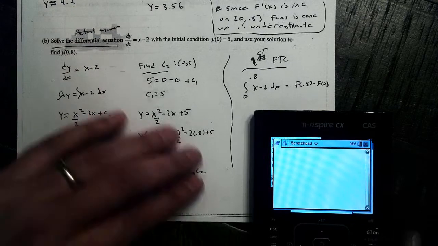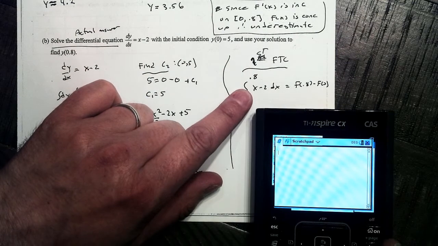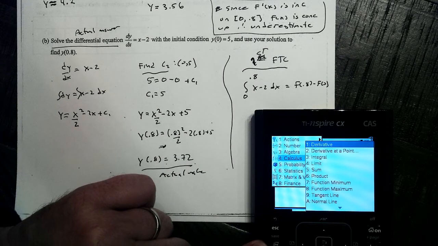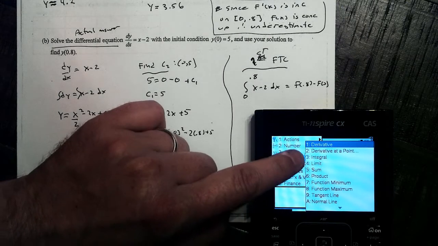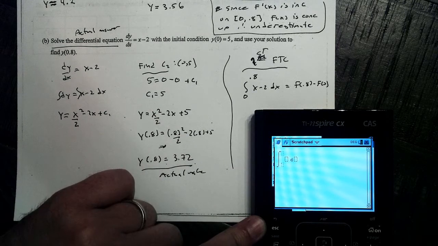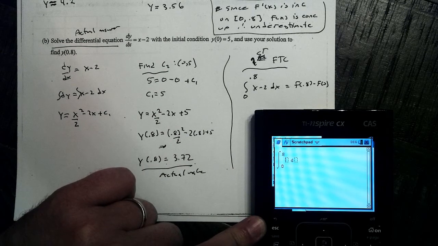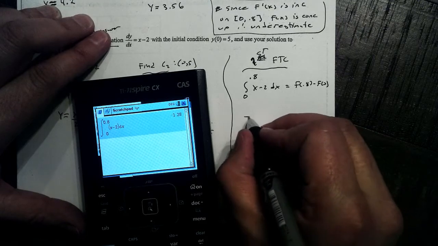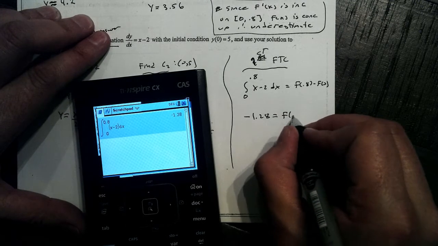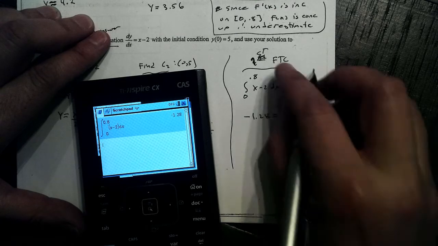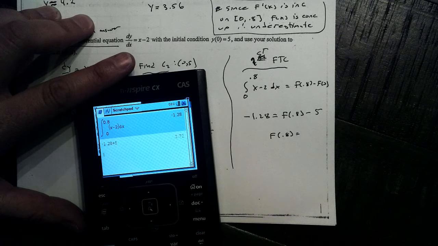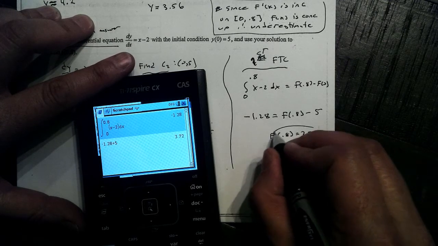Let me go and grab my calculator, and if I integrate now, this won't work for every differential, but since it's just in terms of x, this will work out okay. Menu, calculus, look for the integral, 3, and that's going to go from 0 to 0.8, and I'll type in x minus 2, don't forget the differential, dx. I press enter, and that's going to give us negative 1.28, and that's going to equal f of 0.8 minus f of 0, which is 5. Adding 5 to that, you get 3.72 again, and that's what we wanted right there.